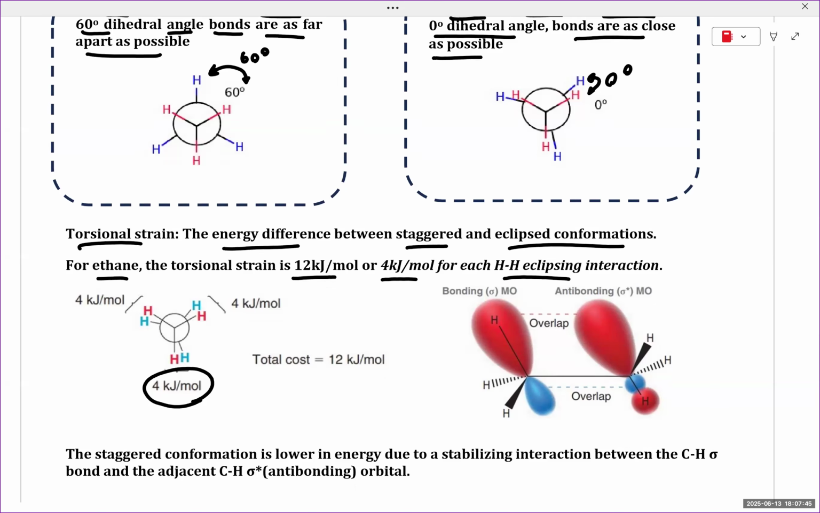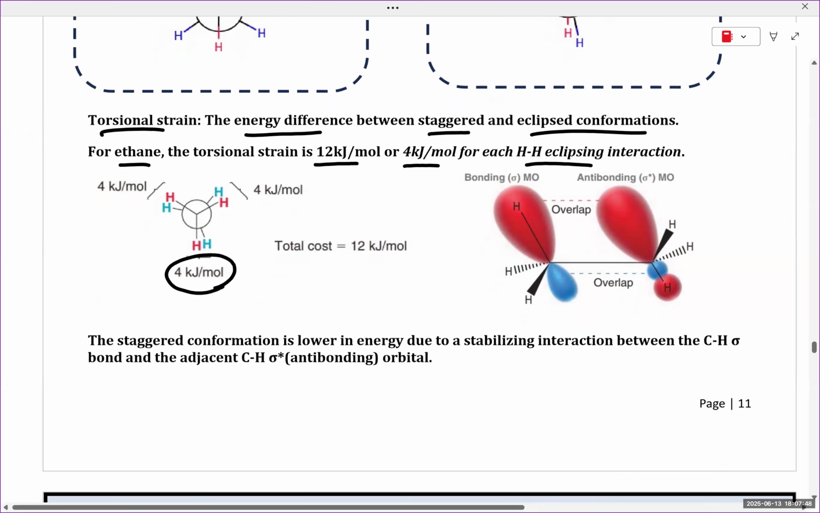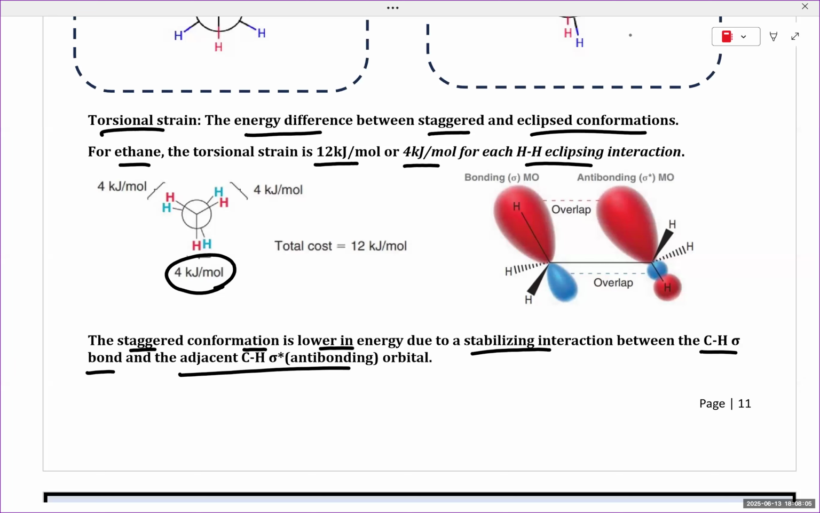Now, you may wonder, what is the actual physical meaning behind torsional strain? It really represents the fact that the staggered conformation is lower in energy due to what's been determined to be a stabilizing interaction between the carbon-hydrogen sigma bond and adjacent carbon-hydrogen antibonding orbital. So the best way to phrase torsional strain isn't that necessarily the eclipsed conformation is destabilized, but rather the staggered conformation is preferentially stabilized by this effect.